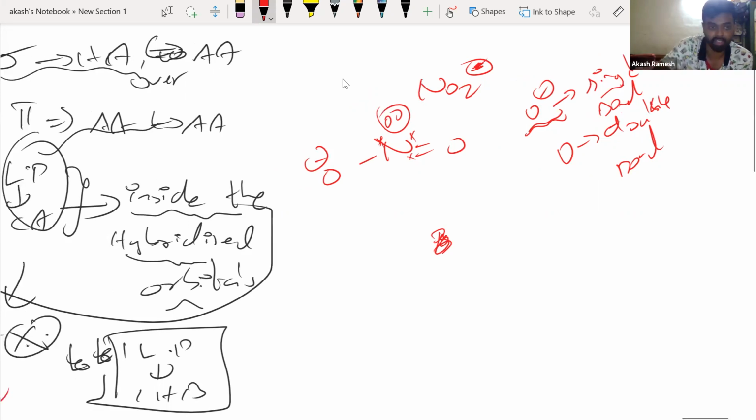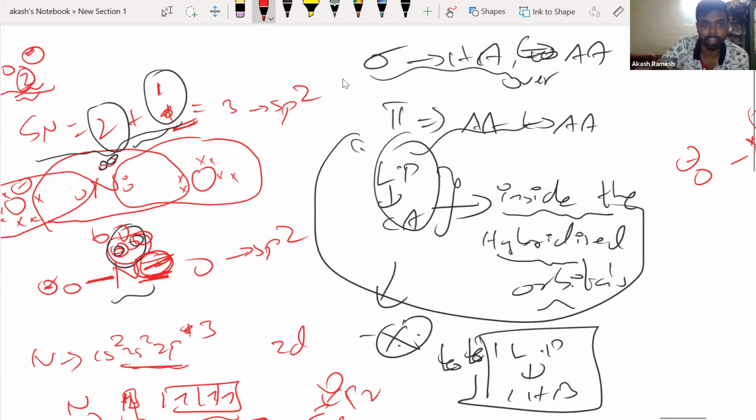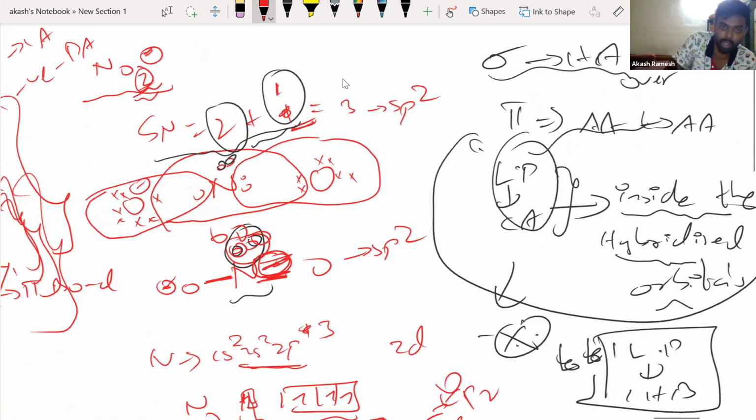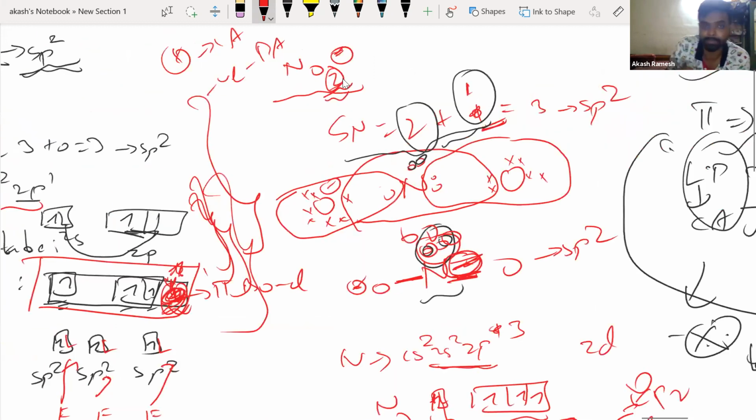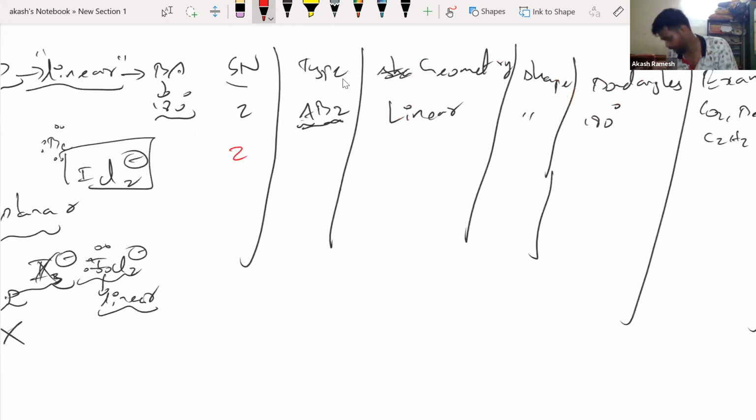Now, there are 2 choices. When you have sp2 hybridization, that is when you have steric number as 2, people, right? So when you have steric number as 2, the first possibility is that I can have AB3.